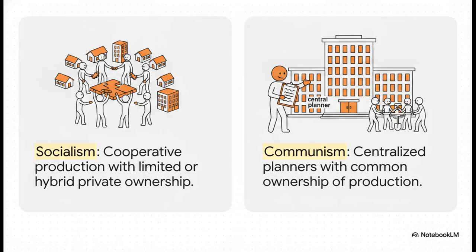Conversely, as societies continued to evolve, alternative systems were proposed. Socialism operates as a form of cooperative production that utilizes limited or hybrid private ownership. Here, prices, profits, and losses aren't the sole determining factors for what to produce or how to produce it. Communism goes a step further, holding that all economic activities should be completely centralized. This relies heavily on the coordination of state-sponsored central planners, along with common ownership of both production and distribution.